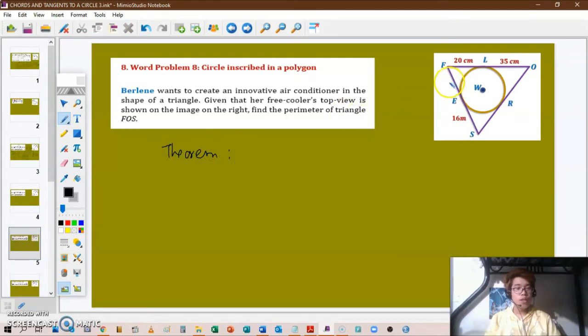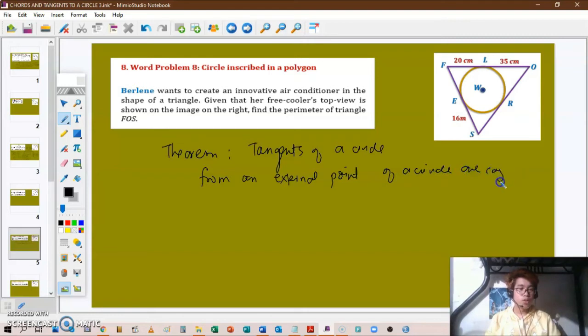So let's try to go back. If we go back, you can see that the tangents of a circle from an external point are congruent. So if we have here an external point, let's say point F, an external point of circle W, therefore FE and FL are congruent to each other.